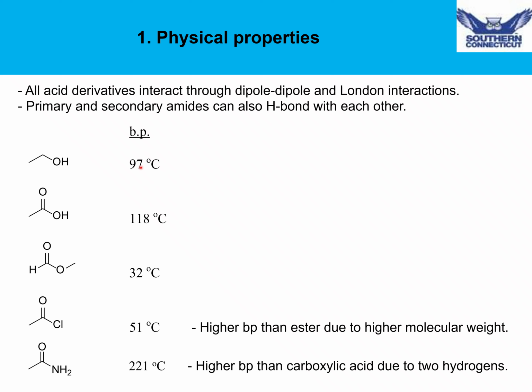In this example, you might notice that the acid chloride has a slightly higher boiling point than the ester shown, even though they're similar molecular weights. The chlorine is a heavier atom than the oxygen, carbon, and hydrogen found in this ester. And so for that reason, it leads to a slightly higher boiling point for the acid chloride.